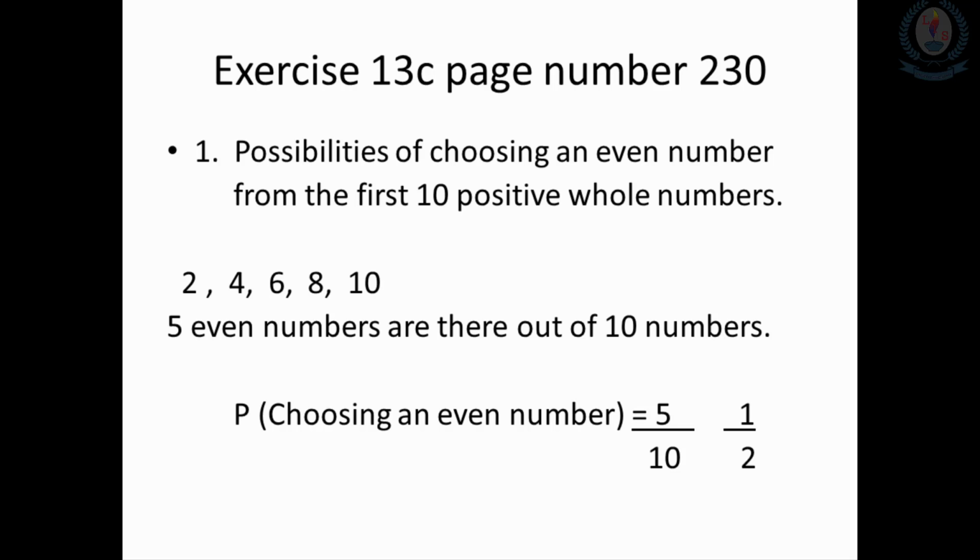So why is this 1 out of 2? Because we have to keep these in the simplest form. 5 can be divided by 5, and 10 can also be divided by 5. So 5 divided by 5 is 1, and 10 divided by 5 is 2. So 1 over 2 is the simplest form. We can keep the final answer as the fraction 1 out of 2.